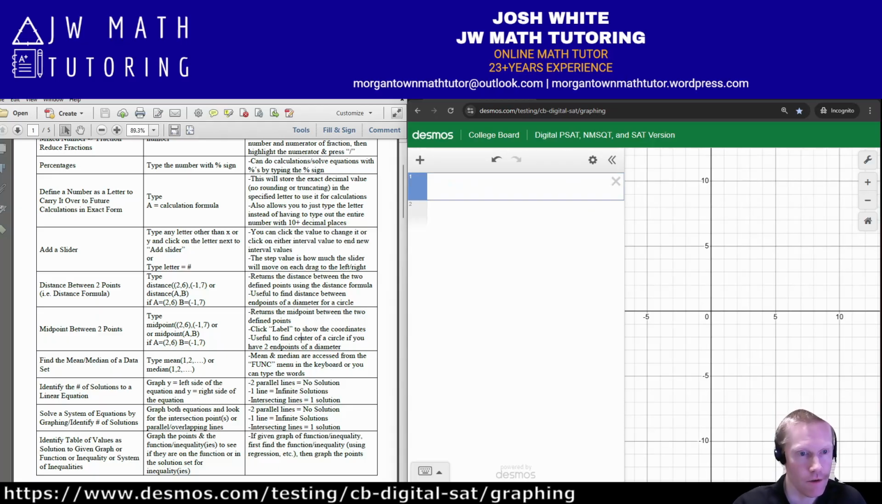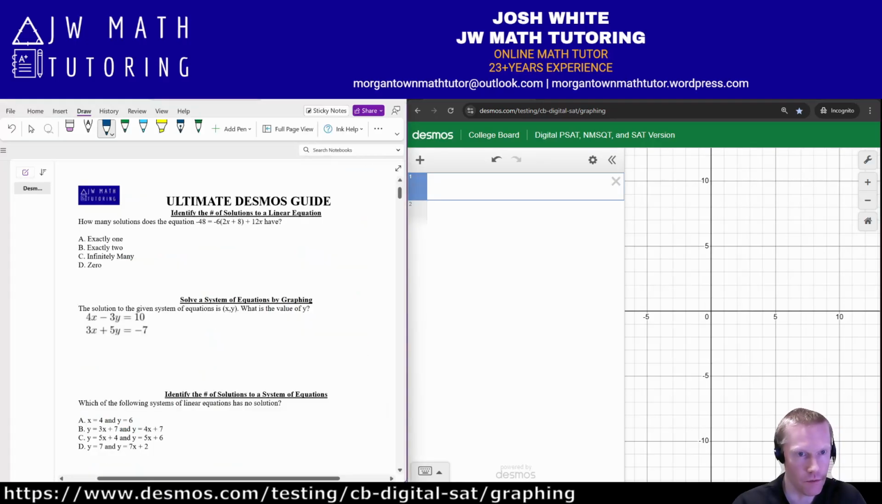All right. So now let's get into the first specific problem type that we're actually going to solve. Meaning this is the first one where we have an actual example problem from the worksheet. And that is identifying the number of solutions to a linear equation. So here's the example problem we're going to look at. It says, how many solutions does the equation negative 48 equals negative 6? So I'm just going to go ahead and type this in first.